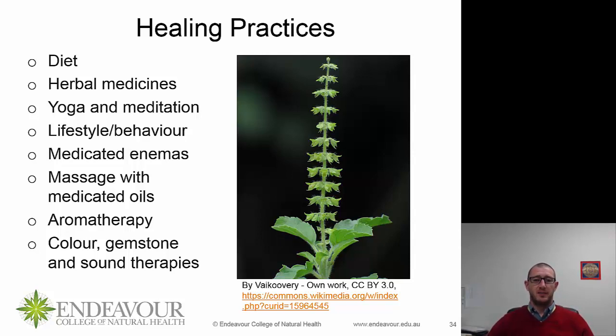So these are the main healing practices in Ayurvedic medicine, and we're going to look at some of these over the next few slides. Diet, herbal medicines, yoga and meditation, lifestyle and behaviour changes if needed, medicated enemas, massage with medicated oils, aromatherapy, and colour or gemstone and sound therapies. So the general aim of healing in Ayurveda is to purify the body, the mind and the emotions, to restore balance to the individual.